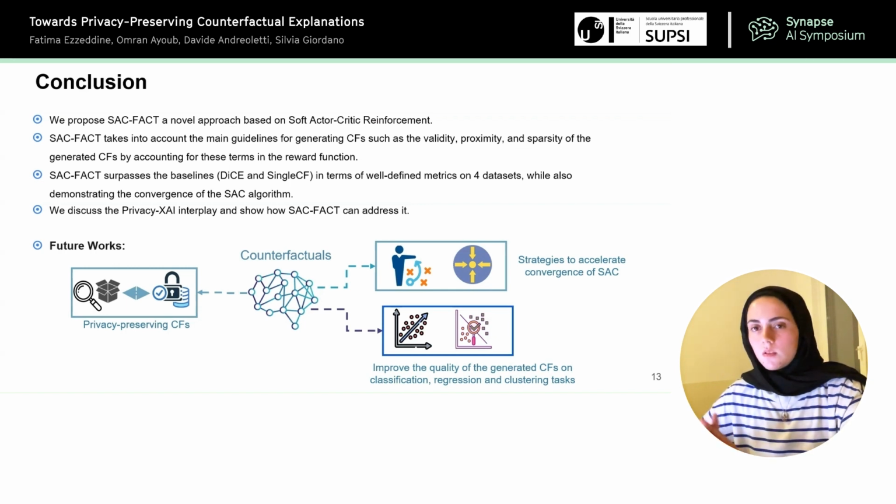In addition, we have discussed the privacy and explainability interplay in terms of counterfactuals, and we have shown how SAC-FACT can address it, with preliminary results in this presentation. For future work, we aim at generating privacy-preserving counterfactuals with, for example, differential privacy to have more private counterfactuals. Also, we want to explore strategies to accelerate the convergence of SAC-FACT, and improve the quality of the generated counterfactuals on classification, regression, or clustering tasks.